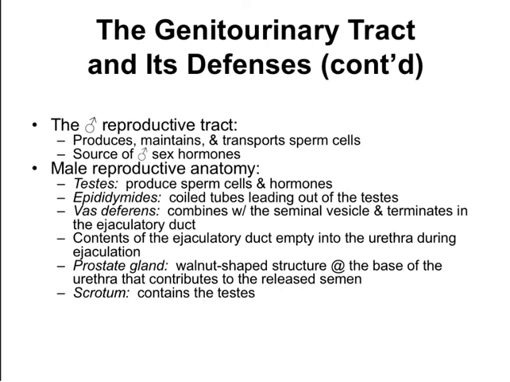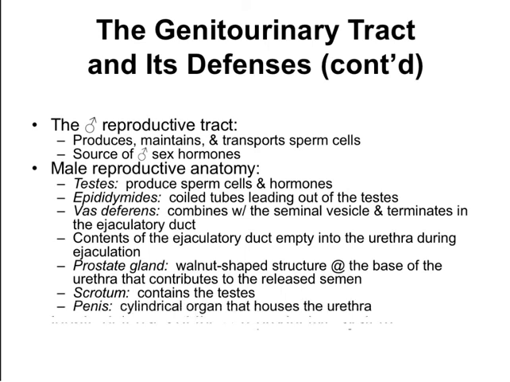So it buffers the pH so that it's slightly alkaline. There's also a considerable amount of fructose in the semen. A lot of that is contributed from the seminal vesicle, which fuses with the ejaculatory duct along with the vas deferens. The scrotum contains the testes, which are outside the abdominal pelvic cavity for the purpose of cooling those organs, and that optimizes sperm production.